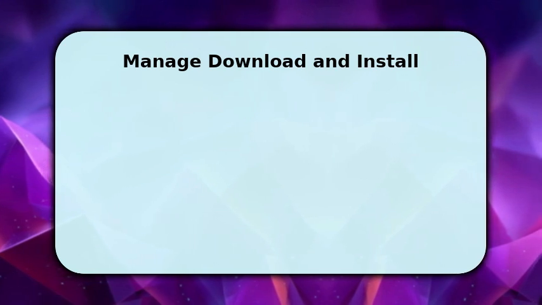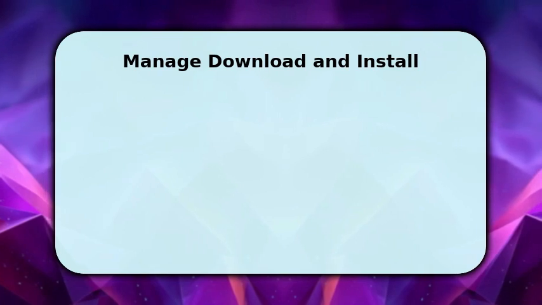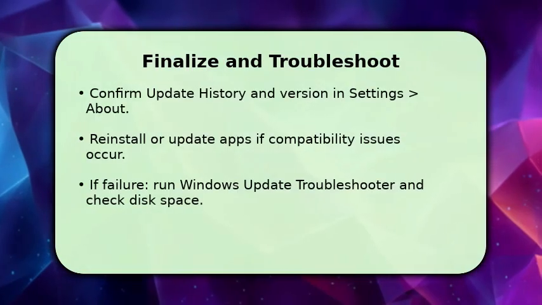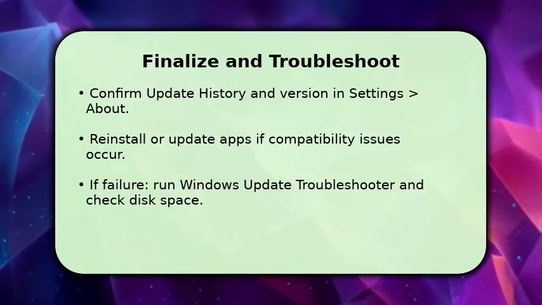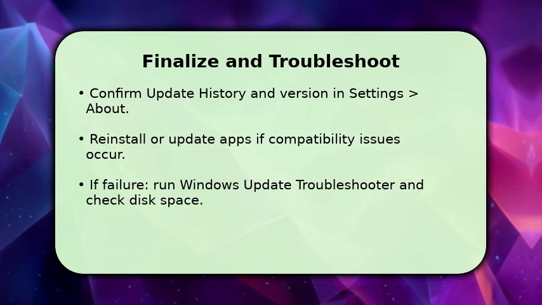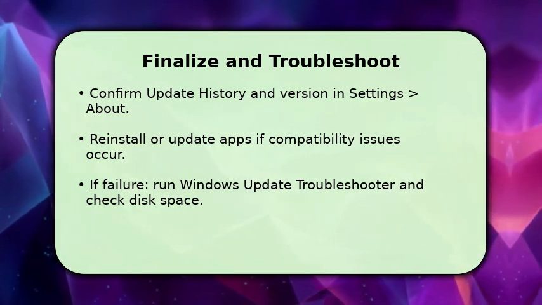After the main phase, Windows configures apps and settings during finalization. You finish by verifying the update succeeded and resolving any lingering issues. Open Settings, check update history, and confirm the new build number, then test key apps and peripherals.